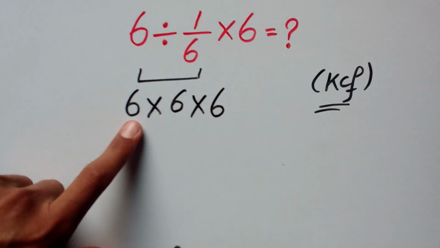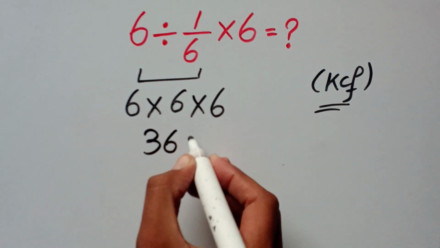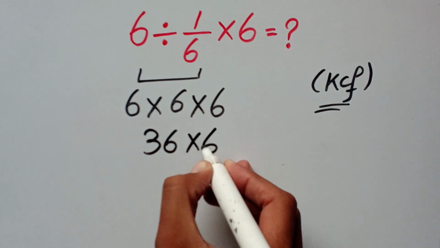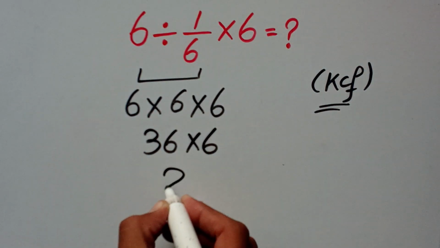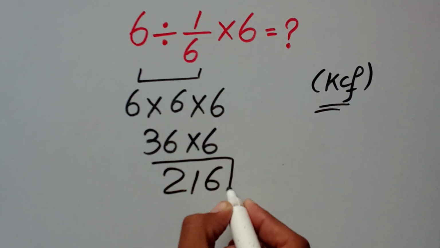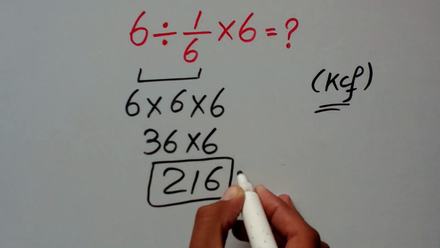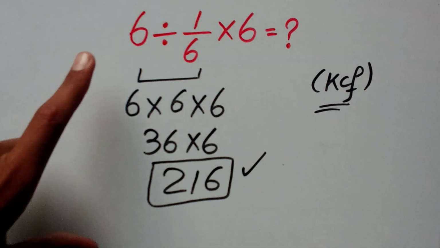Okay, now here 6 times 6 equals 36, multiply by this 6. 36 times 6, student, equals 216.